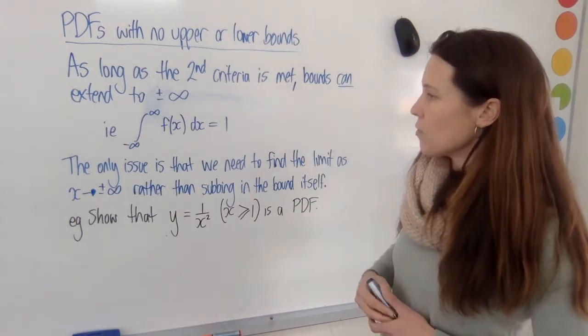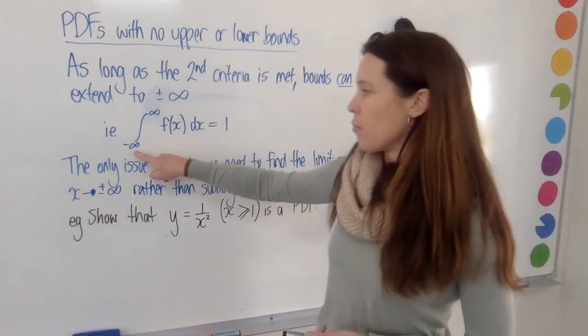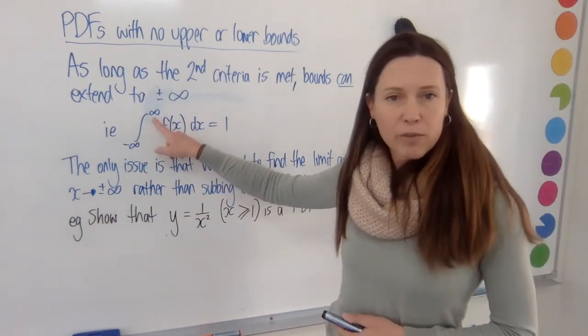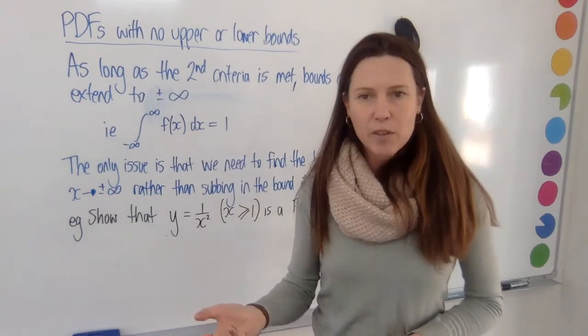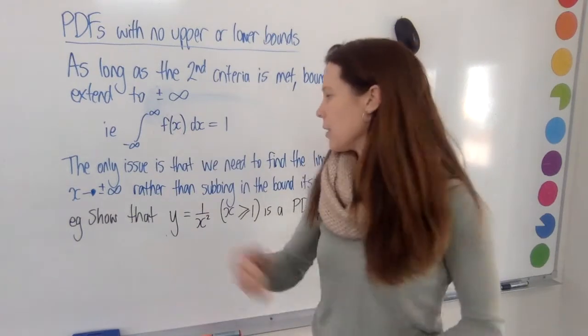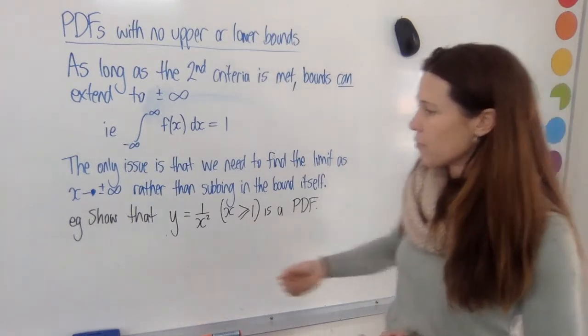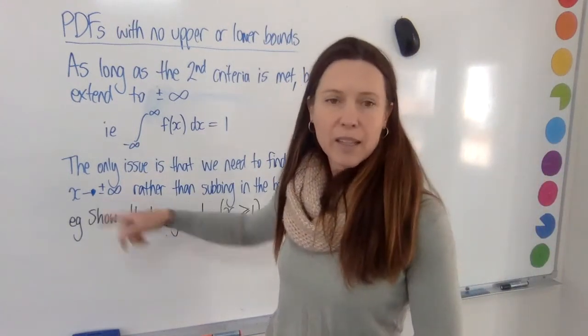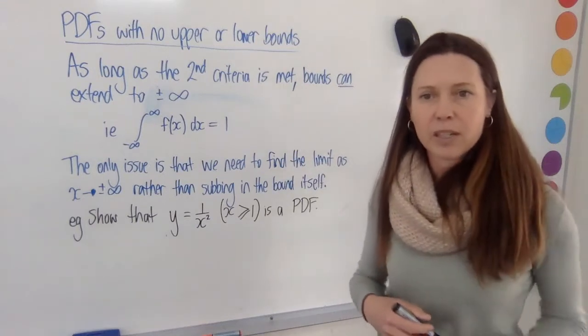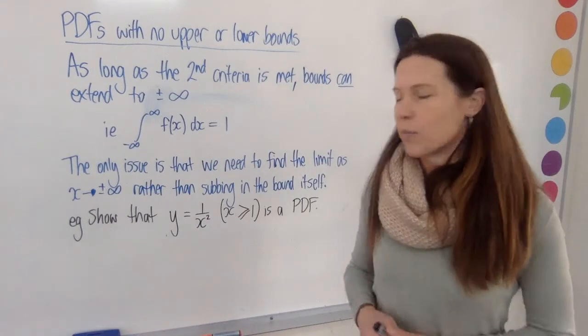So the only issue really is that we're going to have bounds that might be negative infinity or infinity. And when we go to sub those in, we of course can't do that. So rather than subbing them in to solve for our PDF, we need to just take the limit as x approaches infinity or negative infinity and do some reasoning.